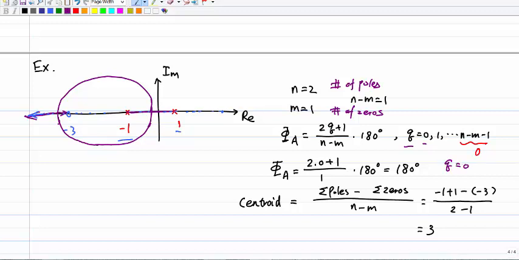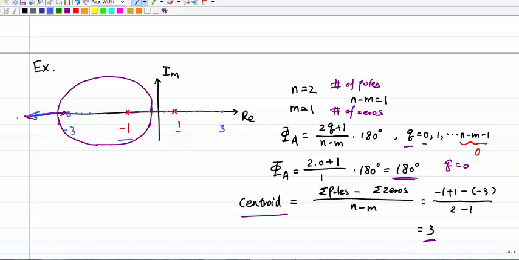If you replace q, I got the angle phi_a is (2 times 0 plus 1) divided by 1 times 180, which is 180 degrees. The centroid will be just the sum of the poles minus the sum of zeros. The sum of poles is negative 1 plus 1, zero is negative 3, so minus negative 3, divided by 2 minus 1. So this gives us 3. So you can see my asymptote is at 3, going 180 degrees, all the way to the left. This is my asymptote.